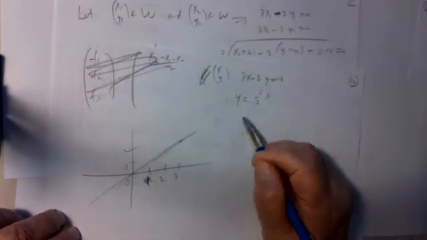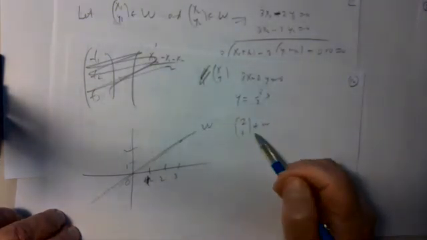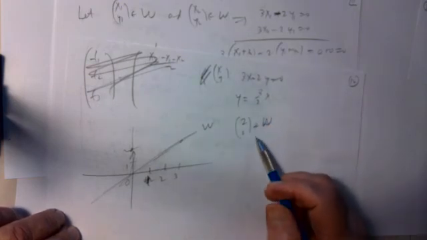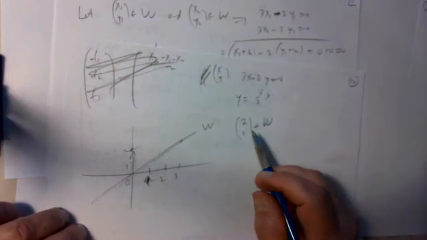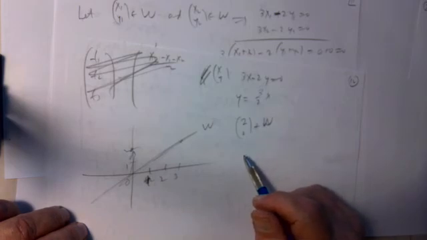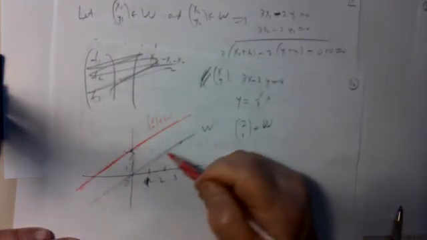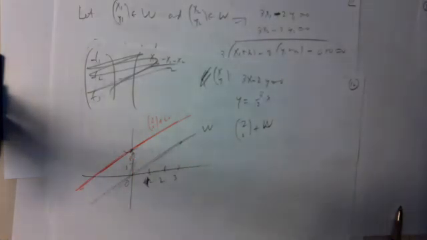And suppose you look at the affine subspace 2, 0 plus W. Well, this is the vector 2, 0. And if you add 2, 0 plus W, this is just shifting this line up 2 units. So this is 2, 0 plus W. It's a parallel line with y-intercept 2.